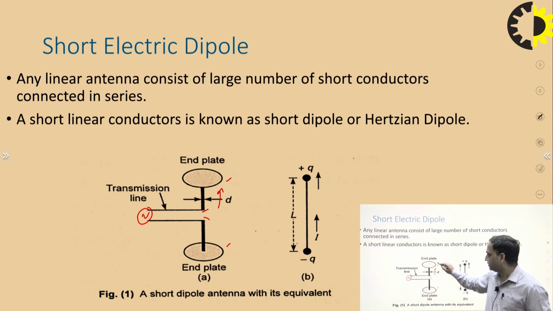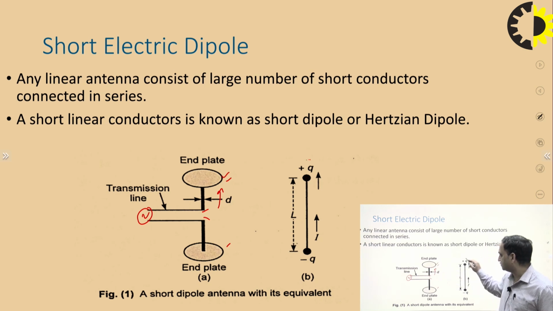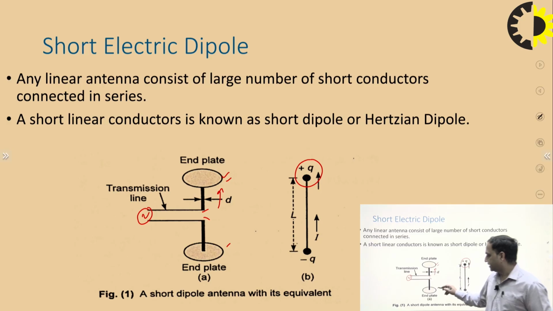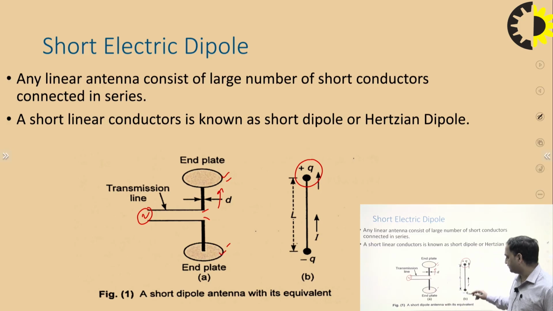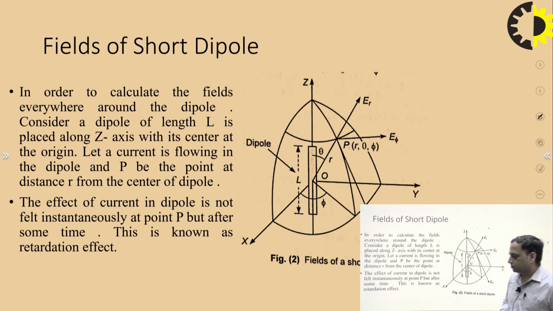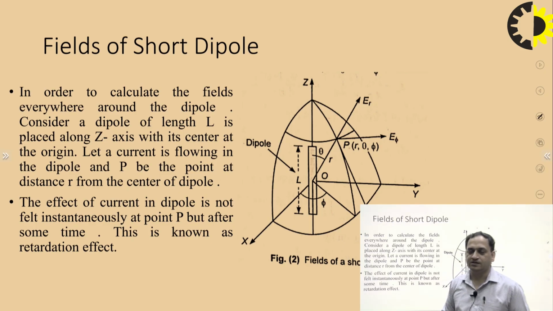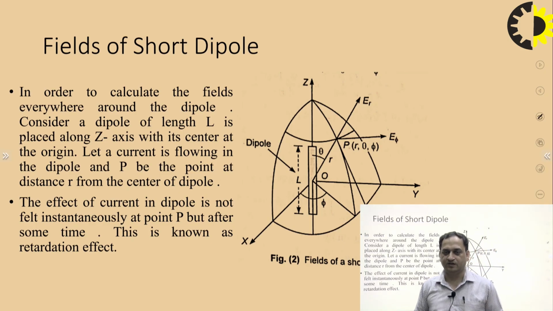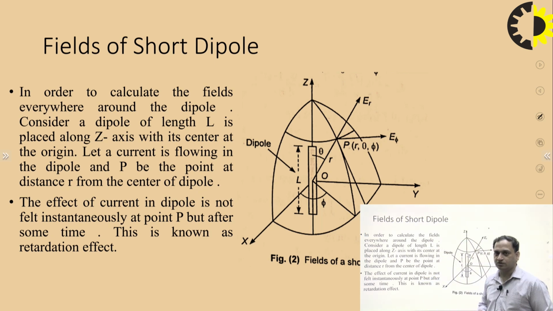The accumulation of charges at this terminal is equivalent to a positive Q charge, and the accumulation of charges at the other terminal is the negative Q charge. Okay, so in this way the current flows in this direction from the negative to the positive side, and we assume the length of this dipole is L. Our question is how to find the electric field or the magnetic field, in sum the field strength of the short dipole.